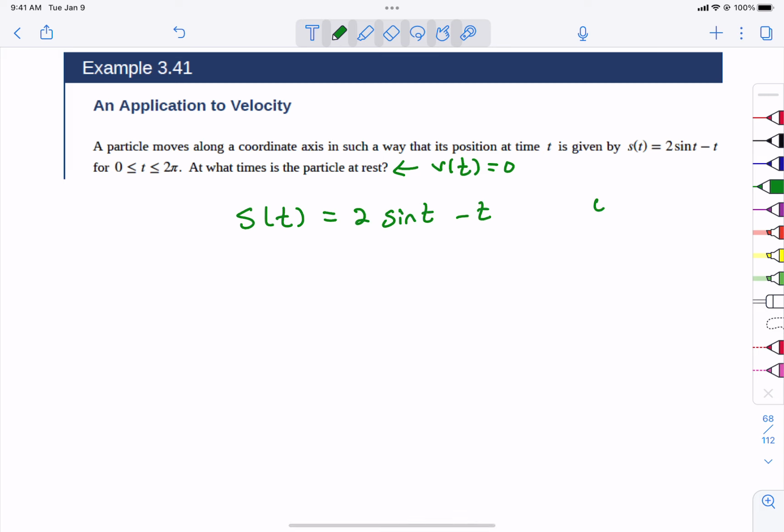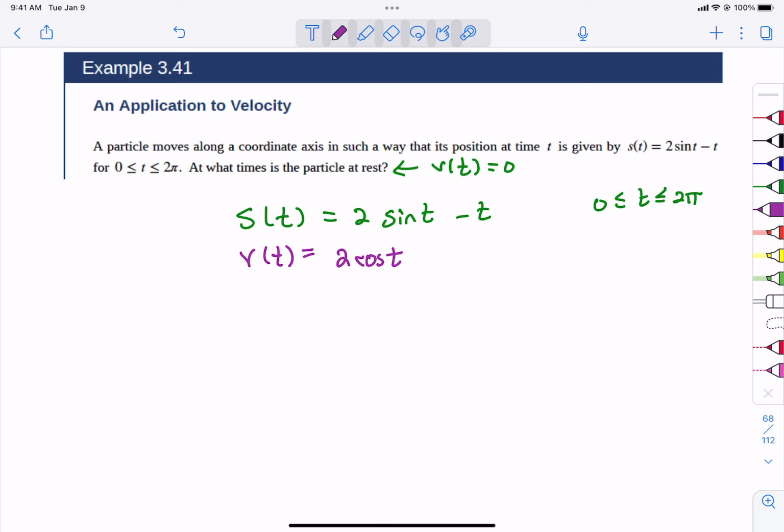Remember, we only need t's between 0 and 2 pi, so we don't need coterminal stuff. We can just use the standard unit circle values. We're going to do the velocity equation, remember, which is just the first derivative. So the derivative of 2 sine of t is 2 cosine of t.